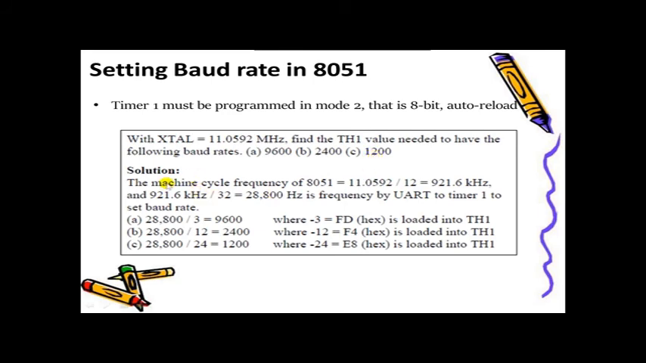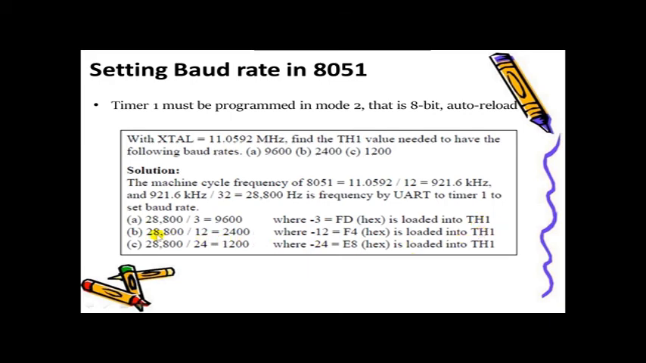When we solve this, the crystal frequency of 8051 is 11.0592 megahertz. If you divide it by 12, you get 921.6 kilohertz, and if you divide that by 32, you get 28,800 hertz, the frequency of the UART used for serial communication, which is given to timer 1 to set the baud rate. Now 28,800 hertz divided by 3 gives 9600, the required baud rate, where minus 3 in hex is FD, and it will be loaded to TH1, that is timer high 1.